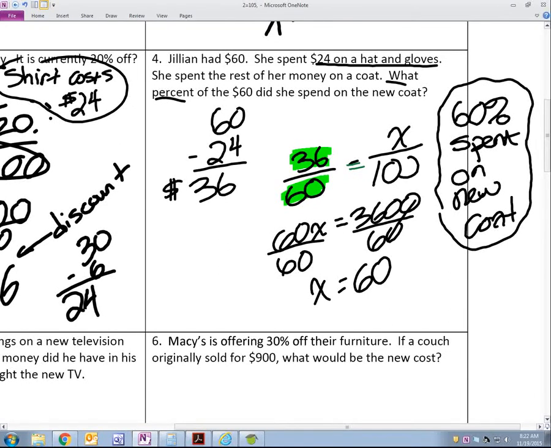What should she spend more on? Did she spend more on the hat and gloves or the coat? Hat and gloves are only $24. The coat was $36. Here's how much the hat and glove costs. Here's how much the coat costs. See how the 36 is bigger? That's why that's 60 and the other's 40.